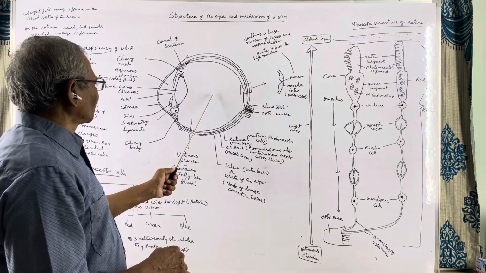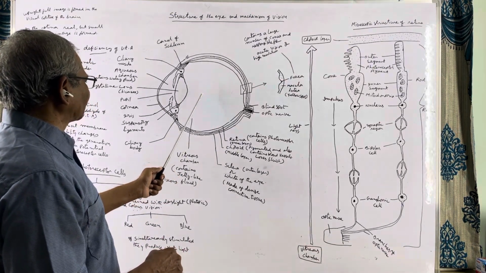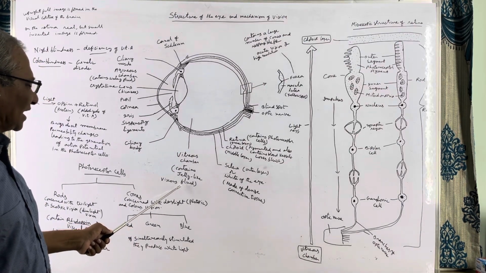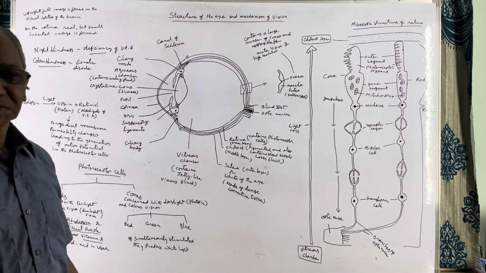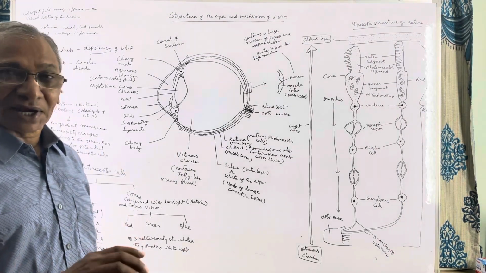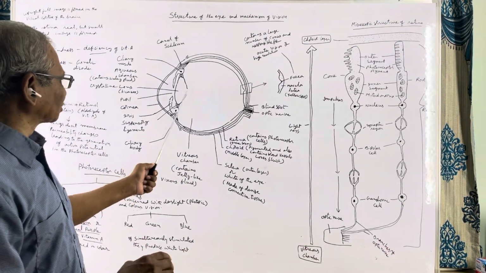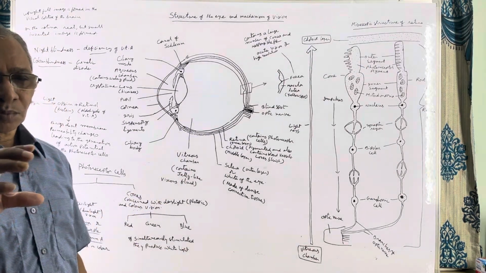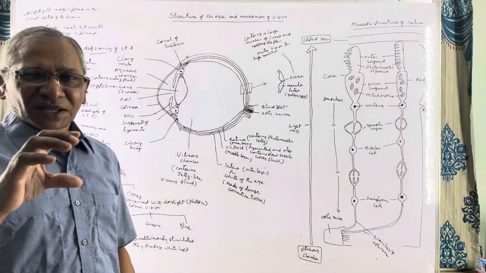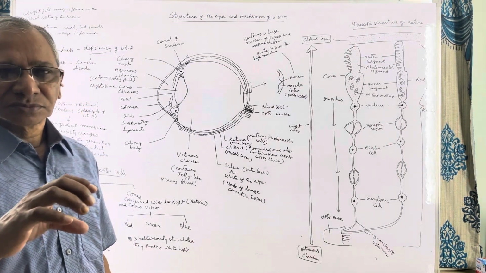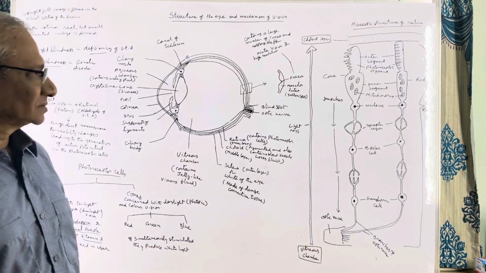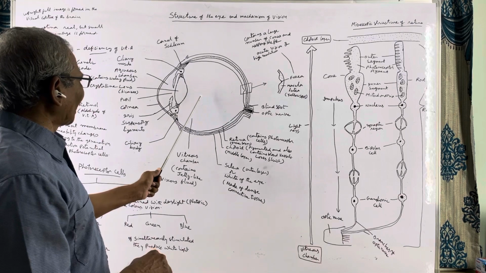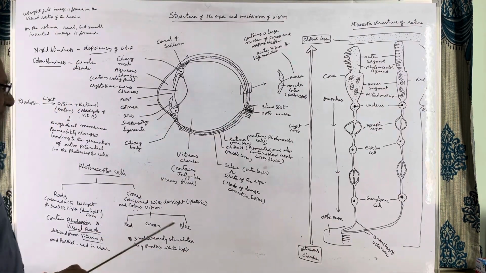Then, the bigger chamber present behind the lens is known as the vitreous chamber. It contains a jelly-like viscous fluid. It is jelly-like, very thick, but transparent. Otherwise, the light can't pass through. The vitreous chamber provides a definite shape to the eyeball. Otherwise, the vision will be affected. So, thus there are two chambers: the aqueous chamber in front of the lens and the vitreous chamber behind the lens.